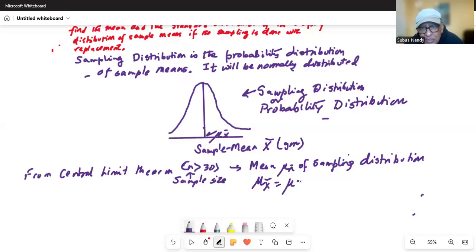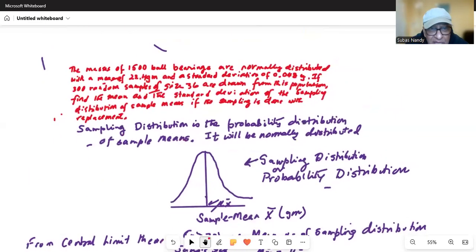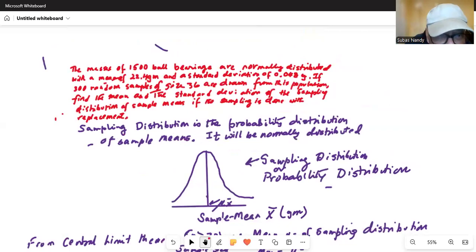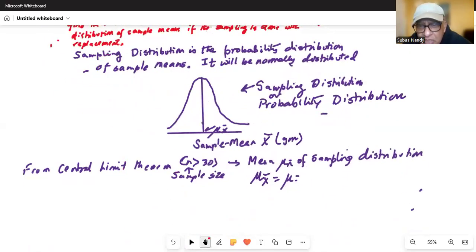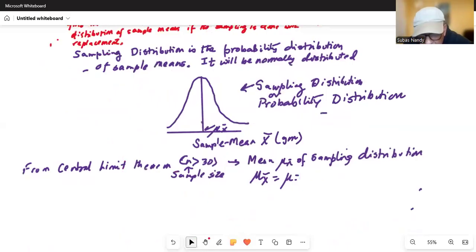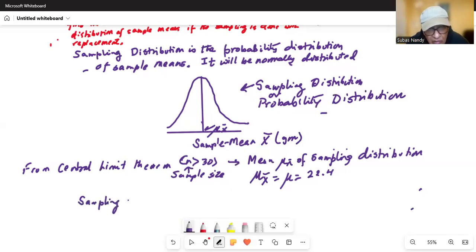Okay. And it is given to us, if I look at the center, the mean weight of the population is 22.4 gram, and the standard deviation is 0.048. So the mean of the population is equal to 22.4 gram. And this is sampling with replacement.